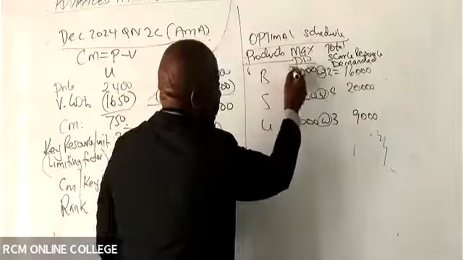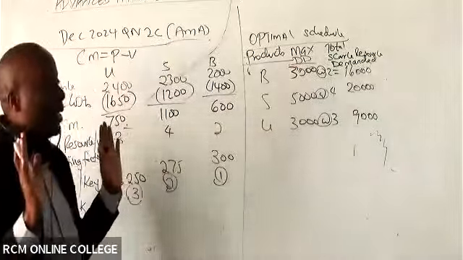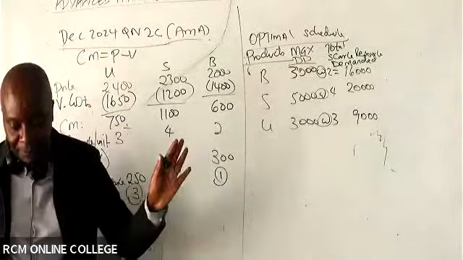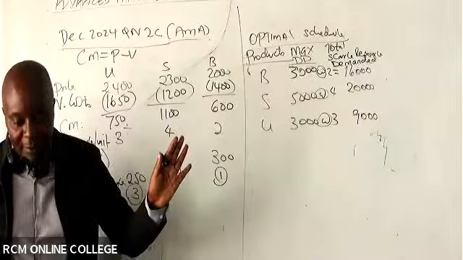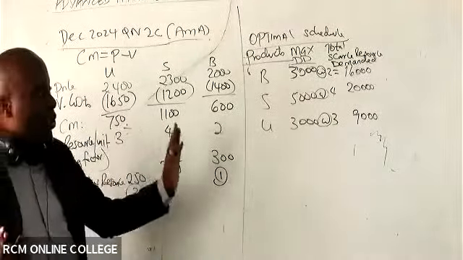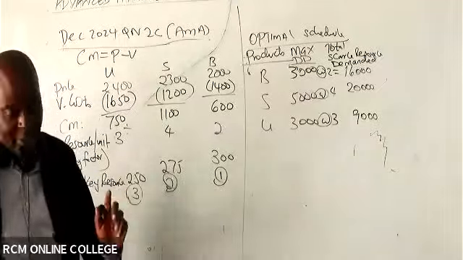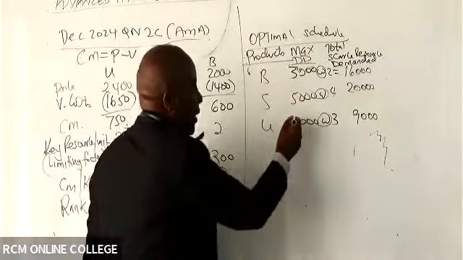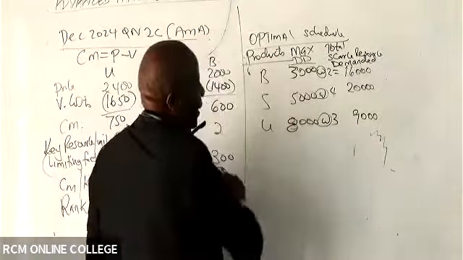Remember I write figures that you guys give me. S, how many? 5,000, correct. And then U, 8,000. Now we are in agreement, isn't it?